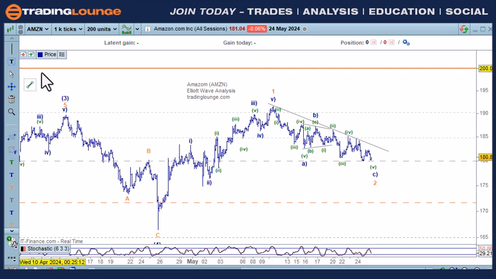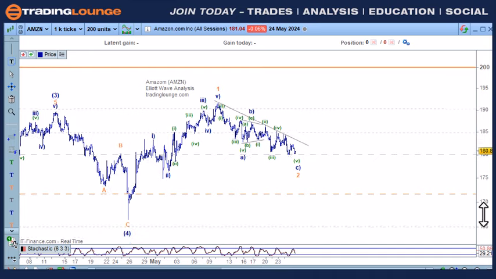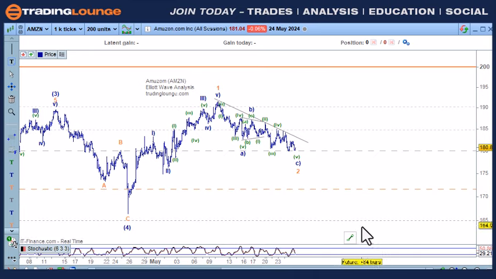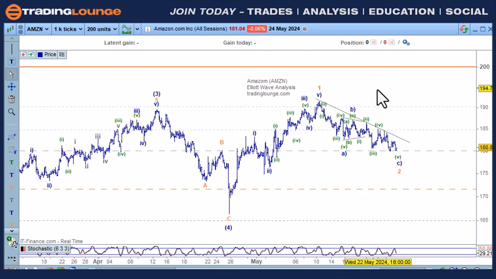Okay, so Amazon's a little bit tricky, and so is Tesla. They've got slightly different patterns as well. Even though different markets can have different patterns, on an intraday basis they kind of move the same.